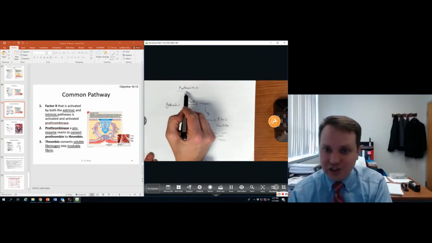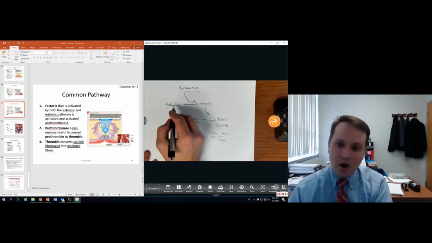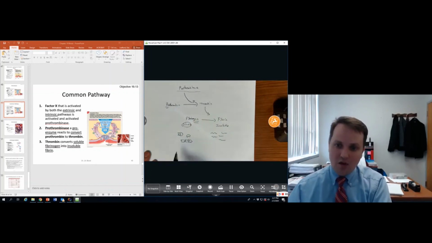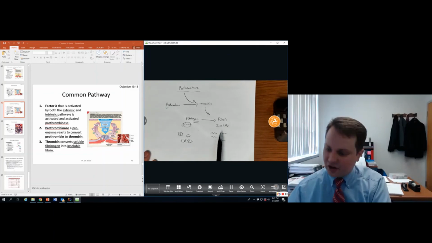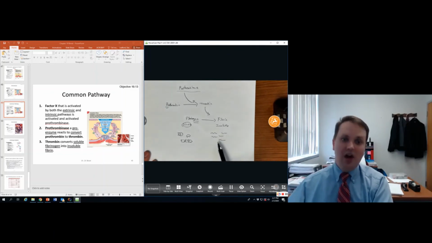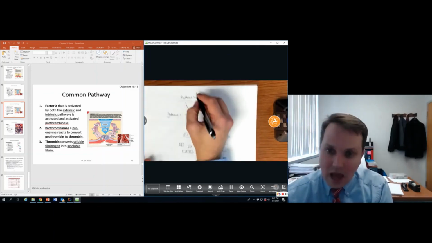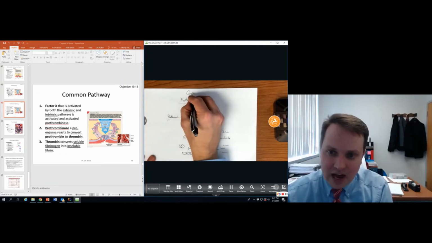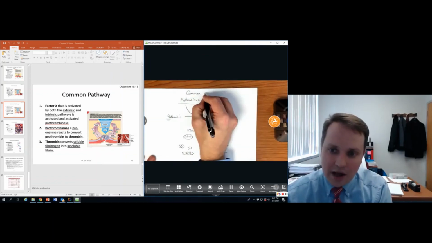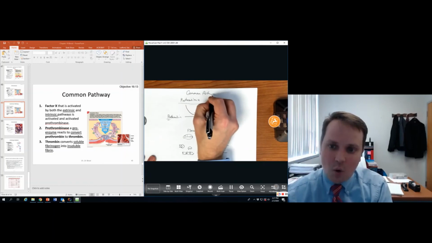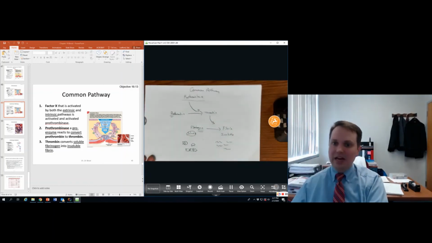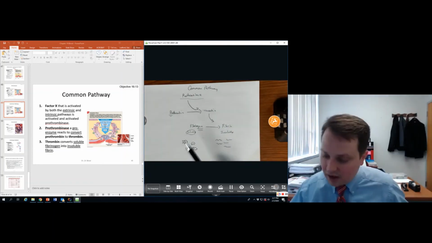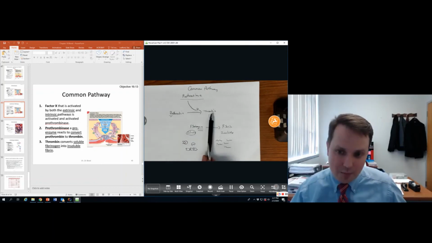Prothrombinase activates prothrombin to thrombin. Thrombin activates fibrinogen to fibrin. And fibrin, this is the clotted blood, the common pathway. I will have this on the test where I ask you what does what in the common pathway. In the common pathway, I might say, what converts prothrombin to thrombin? Prothrombinase.